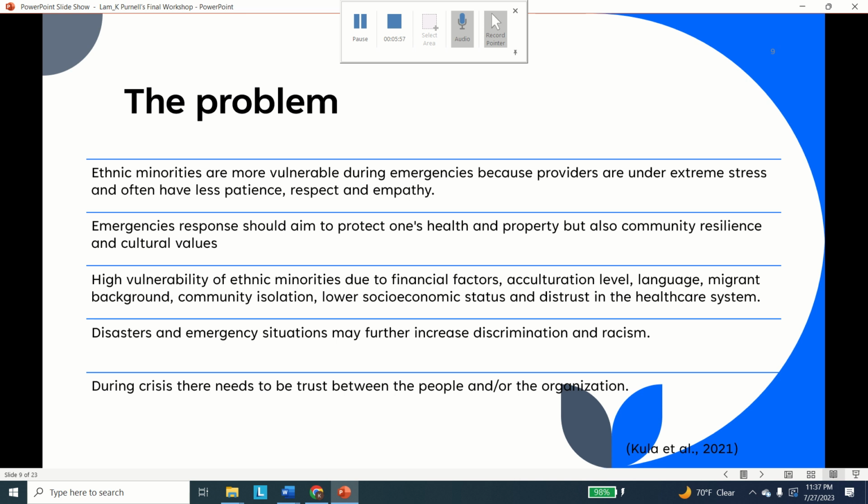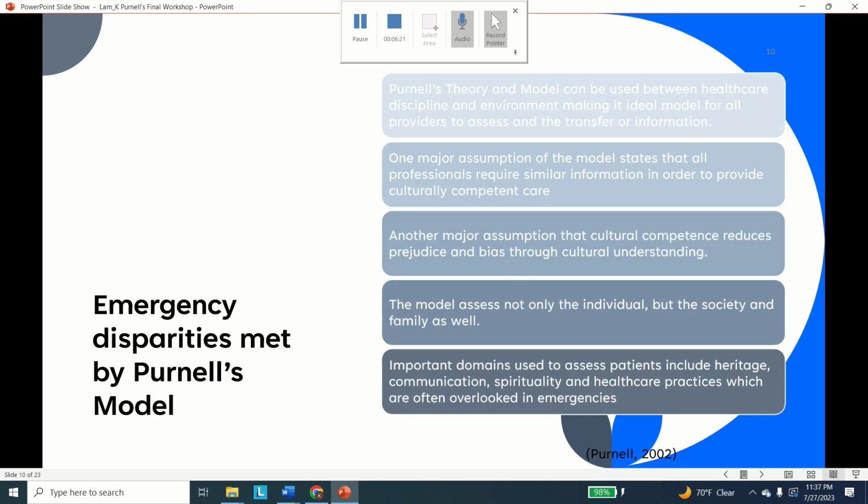So during a crisis, there needs to be trust between the person and the individual, such as when nurses are assessing the individual by providing cultural competency, they can build the trust of that person and therefore gather more information that's relevant for their healthcare.